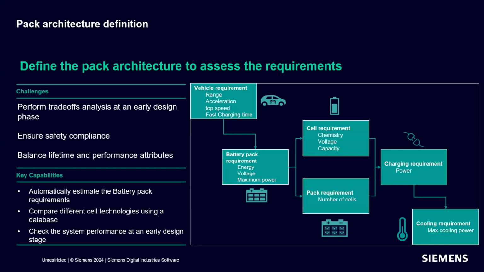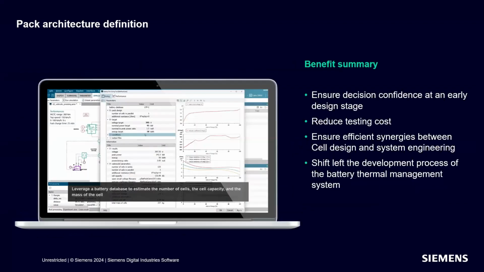Now this is a more systems level study where we can input vehicle requirements like range, acceleration, top speed, and fast charge time requirements. We can then get an output of pack requirements, including energy, voltage, and maximum power. And you can then estimate the number of cells required and make sure your earlier cell design that we just developed meets these requirements. At this stage, you're really able to make sure the cell you designed meets all of the pack requirements and connect your battery cell definition back to the larger integrated system. So let's take a look at how this pack architecture tool looks in action.